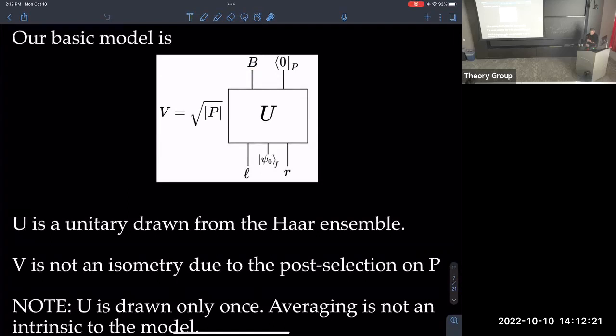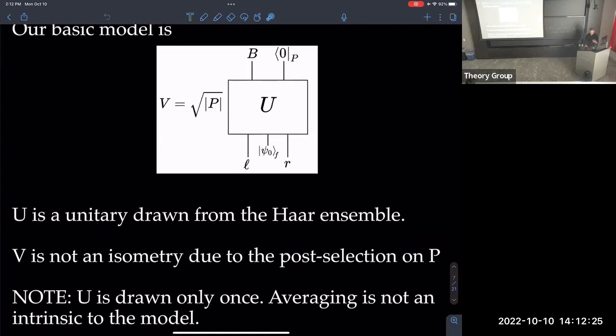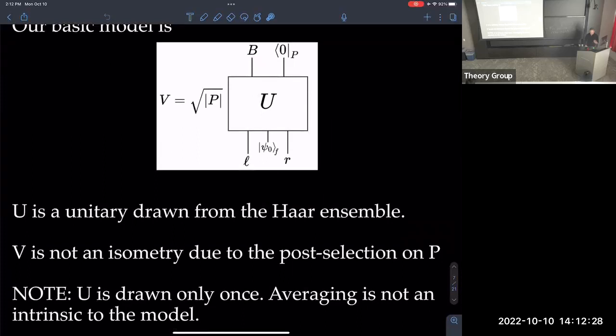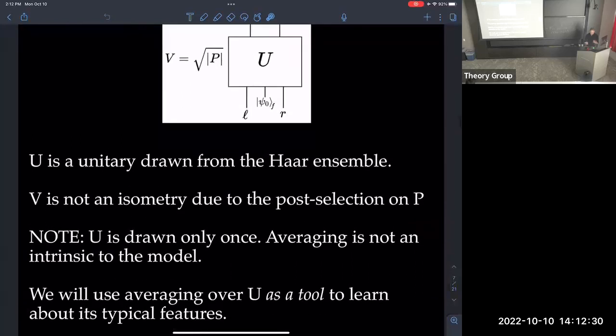So some notes. U is drawn only once, so averaging is not intrinsic to this model. However, we will use averaging over U as a tool to learn about its typical features. So you'll see me write things with integrals over U. I'm doing that to do a calculation, but we're going to be careful that the statements we want to make are true for any particular U that you drew with high probability. Not just true on average.